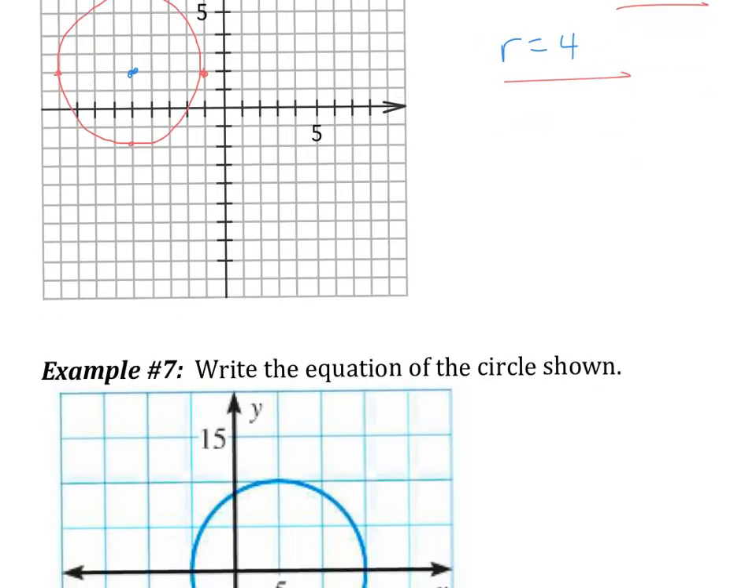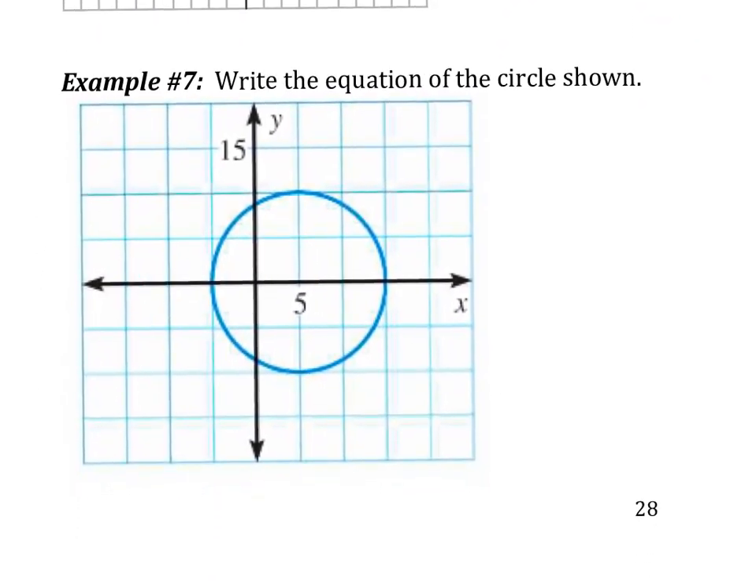So on the 7th example, all we're doing is going the other way. They graphed it for us. Now we have to write the equation. So it'd be helpful to know what the center is. Well, you have to pay attention to the fact that this is a 5, which means each of the blocks are going up by 5. So this center is going to be at 5, 0. So that means I'm going to have (x minus 5) squared plus y squared equal to my r squared.